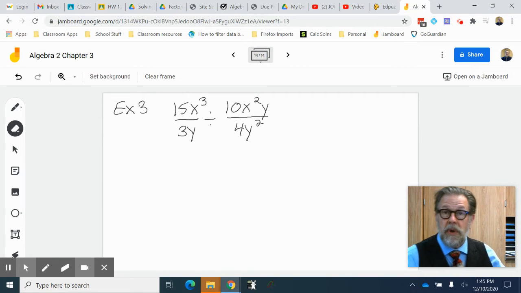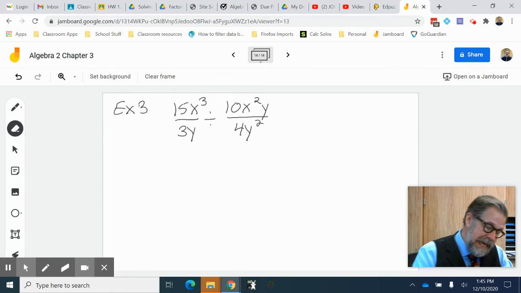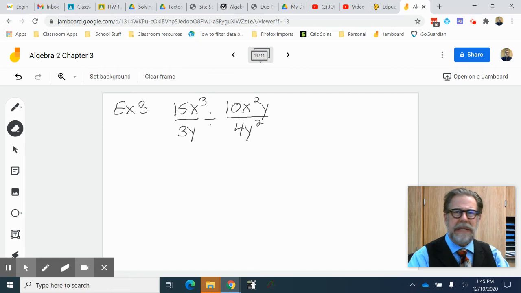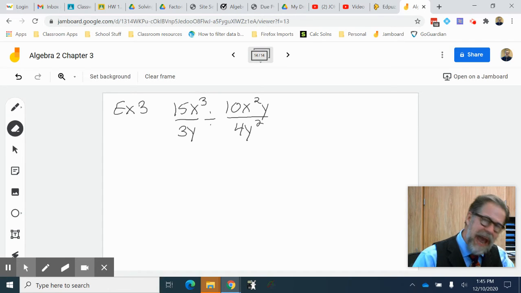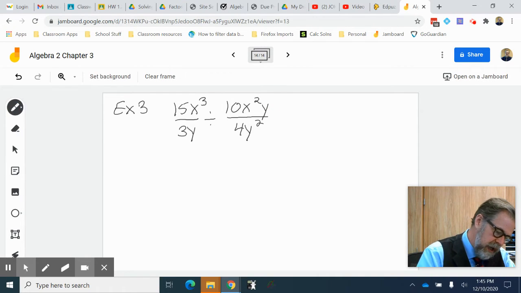All right, more examples of multiplying and dividing. I'm showing you this problem because I want to talk a little bit more about stacking like terms. First off, the obvious thing is that this second expression is going to get flipped over.